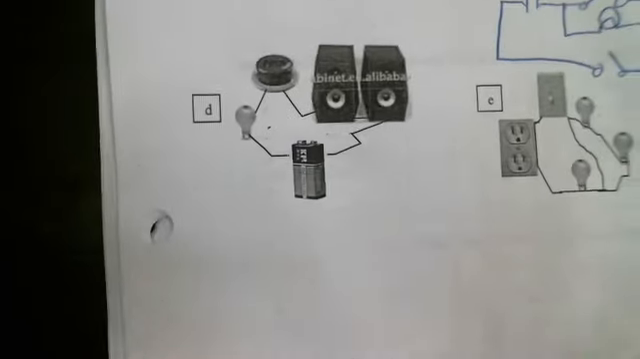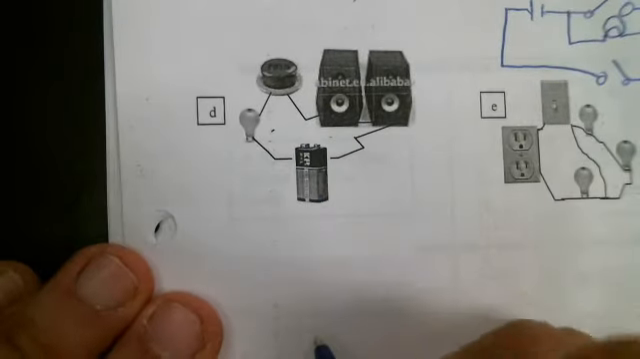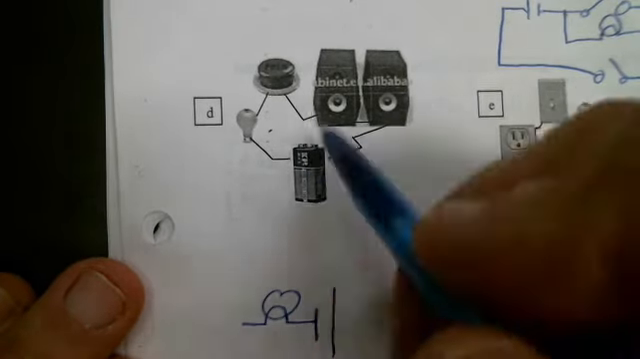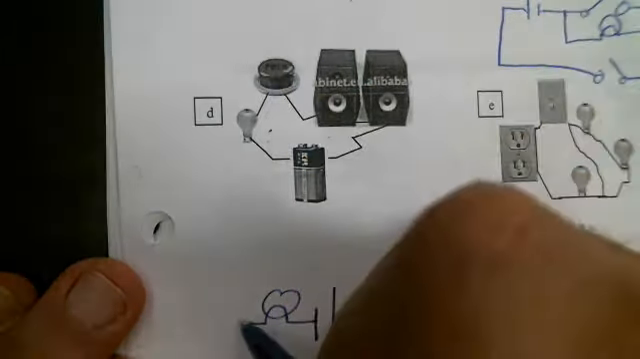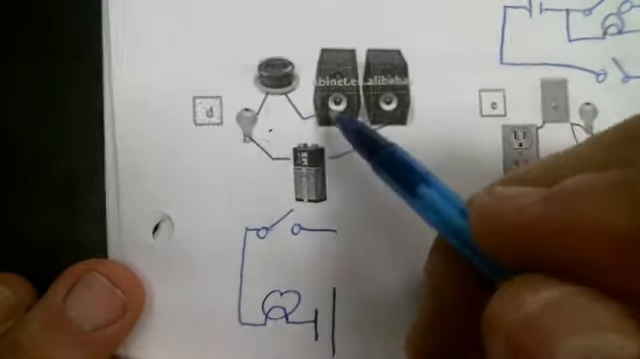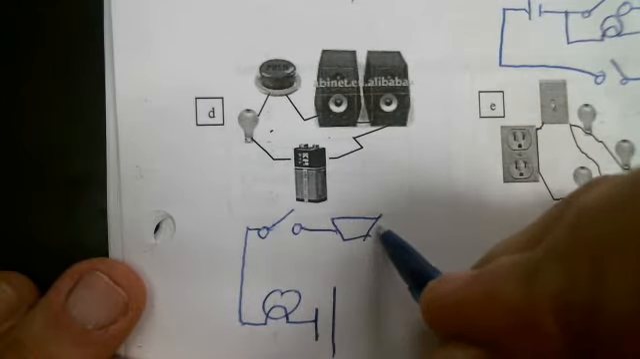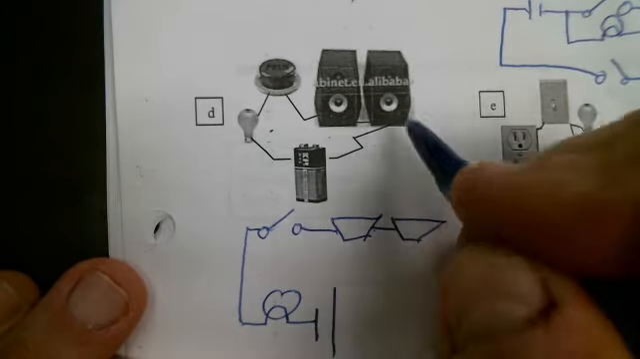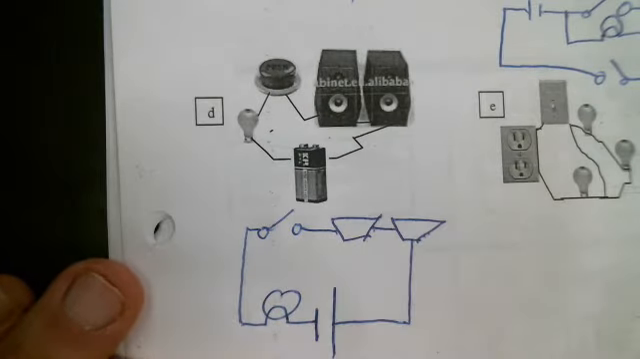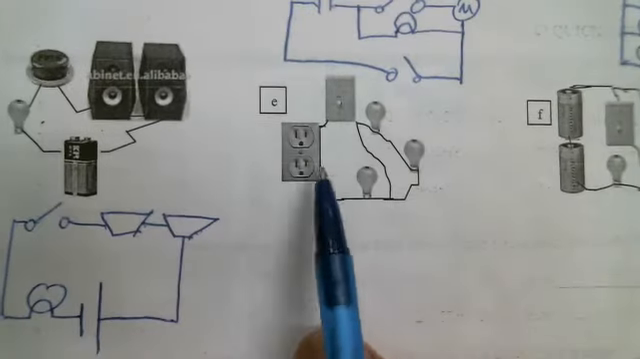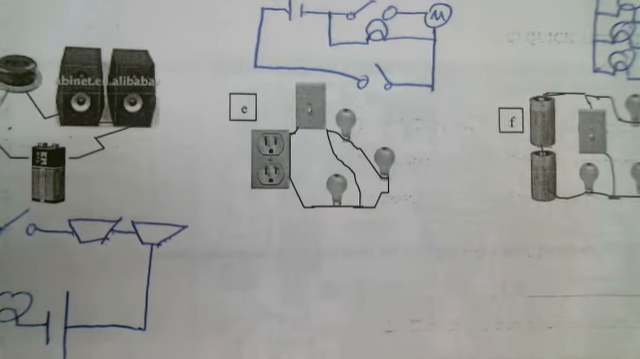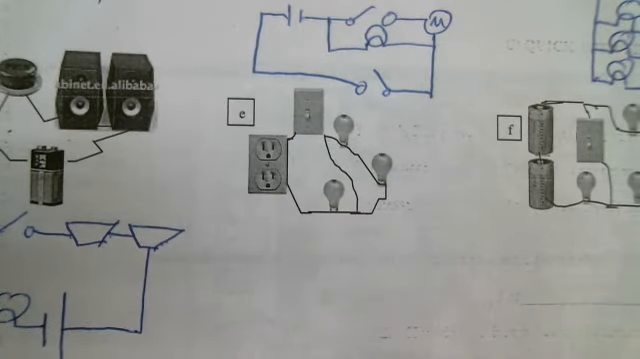Letter D. Starting off with the power supply of a battery. Then it goes to a light bulb. Next thing is a push button. Two speakers. And then back to the power supply. Okay, try to do E and F on your own. Pause the video, give it a try, and then come back and see if you did it right.